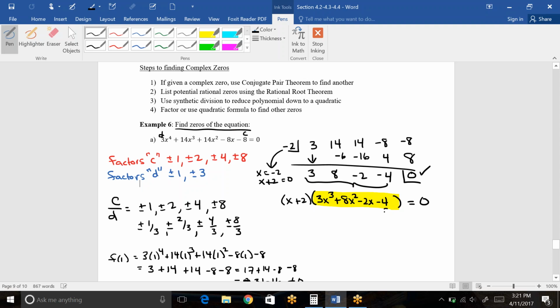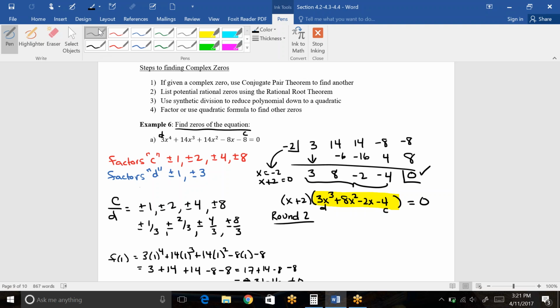So we actually repeat the C over D process for round 2. Now here's something to note. If a number worked in round 1, like the -2, you should always try that number again because sometimes a number works more than once. If it doesn't work again, that's fine. Just go to the other numbers on your potential list.